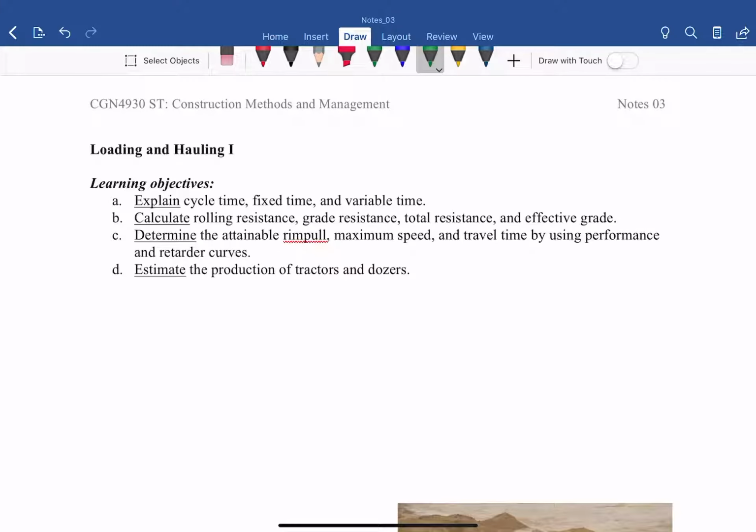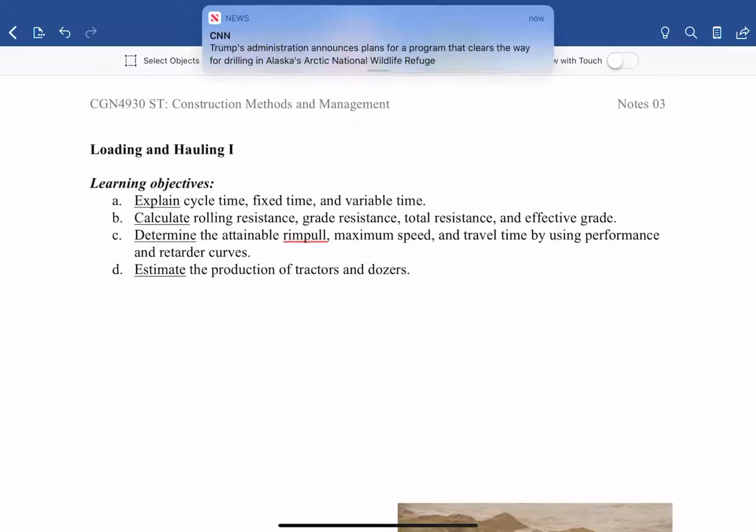Load-in and hold-in one. And we have 3 learning objectives. The first one, we want to explain the cycle time, fixed time, and variable time. Then we calculate the rolling resistance, grade resistance, total resistance, and effective grade. The third objective we want to achieve is to determine the attainable rim pull, maximum speed, travel time by using performance and retarder curve. And finally, we want to estimate productions of tractors and dozers.